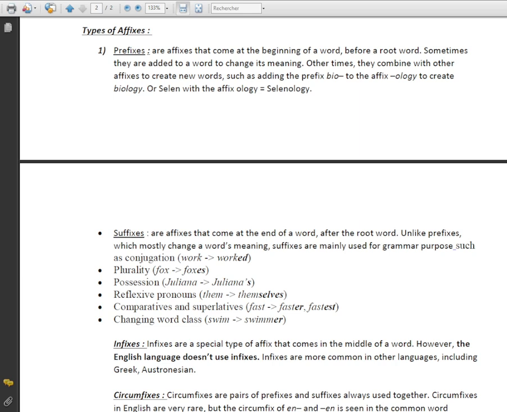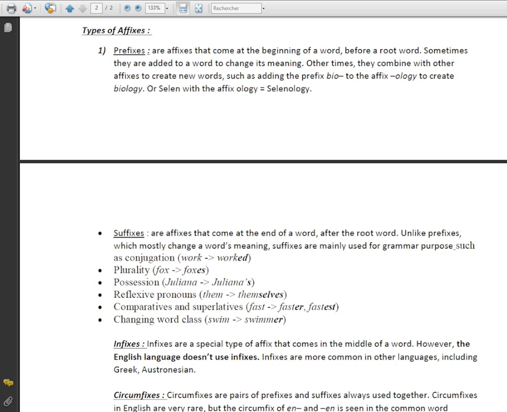And thus, we've got other similar situations. So we've got plurality, with fox going into foxes, dog into dogs, and so it goes. Other ones like possession, for this one, Juliana's. So instead of just saying it is Juliana's, we're just gonna use the s, which reflects it. Then we've also got reflexive pronouns like them, themselves. Also, we've got comparatives and superlatives like fast, faster, fastest, strong, stronger, strongest, slow, slower, slowest, and so it goes.